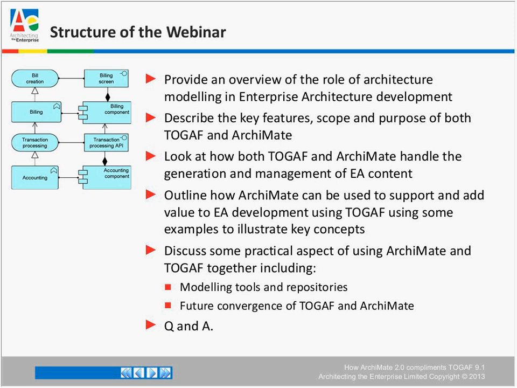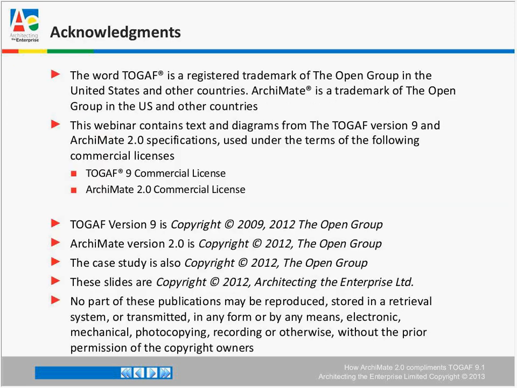And obviously the key area of overlap here is the way in which both TOGAF and ArchiMate handle the generation and management of enterprise architecture content. We'll go on to look at how ArchiMate can be used to add value to EA development and use some examples to illustrate the key concepts. And then finally we'll wrap up with talking about modelling tools a little bit and the future convergence of TOGAF and ArchiMate before we go on to the Q&A. One thing to say is that I've got a lot of slides here, probably more than we can go through in the time available, so I will skip some of the slides towards the end, mostly to make sure that we do have time for questions.